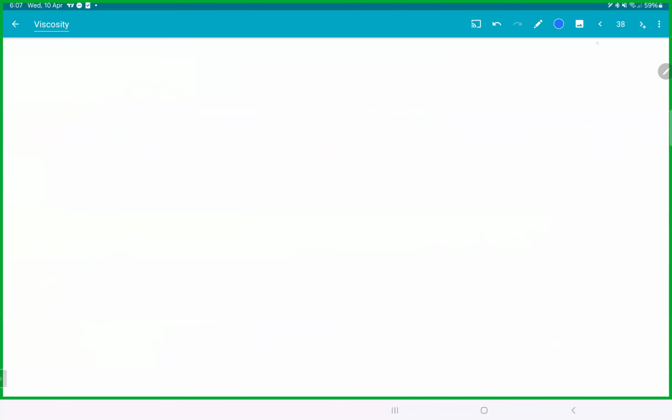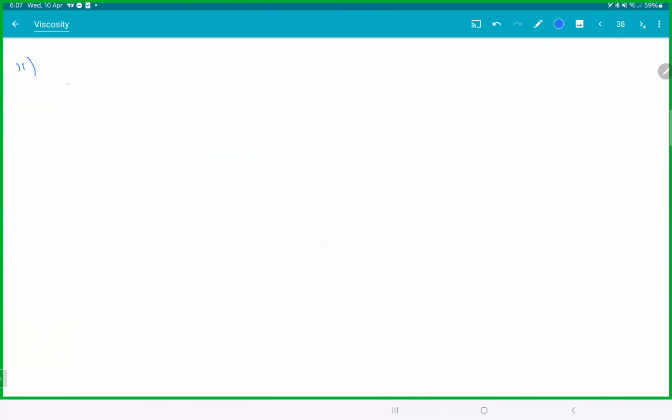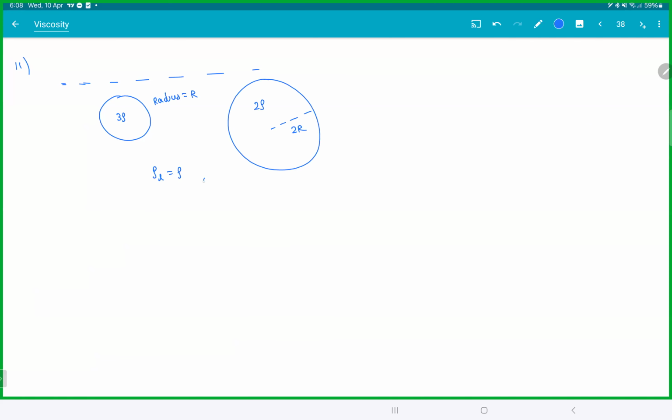Let's do an easy one. So we have a ball here, density 3 rho and radius r. We have a ball here, density 2 rho and radius 2r. The density of the liquid is rho. Viscosity is zeta. Find the ratio of terminal velocities. Straightforward, a mains level question. Find the ratio of terminal velocities.